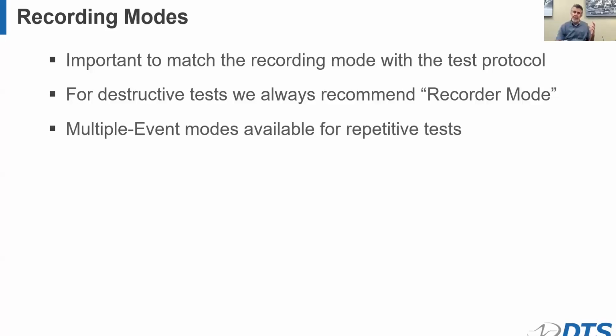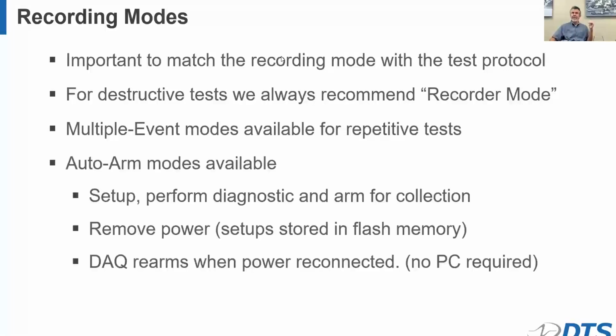A lot of people don't look at the user's manual or don't look at the options in the software. We have multiple event modes available. So if you're going to do a test where you want to do 20 of this or 10 of that, we have modes where you can arm the data recorder, and then it will take data when you get an event, rearm immediately, and then be ready to take data again without going through the diagnostics. This can be important for lots of different tests. And then we also have a lot of auto-arm modes available.